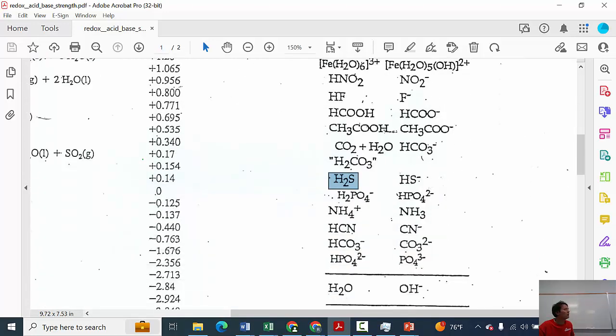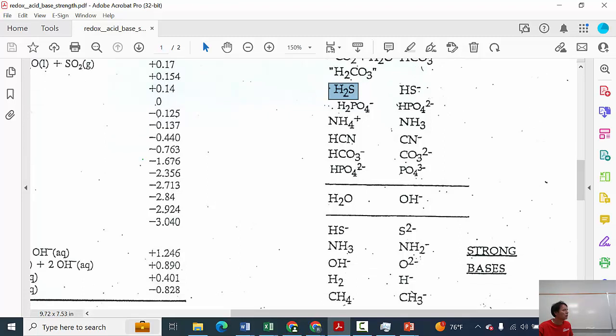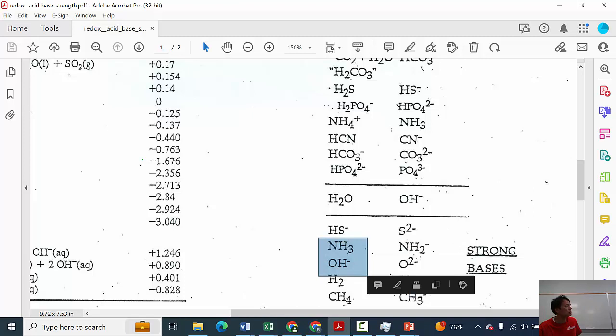And so a useful exercise is just to go down these. Next is dihydrogen phosphate, ammonium, hydrocyanic acid, or hydrogen cyanide, bicarbonate, monohydrogen phosphate, water. This is hydrogen sulfide ion, ammonia, hydroxide. This is weird. Hydroxide as an acid. Hydroxide is a weird one because it's what we call amphoteric. In fact, both of these are weird because ammonia is a weak base, hydroxide is a strong base. Why are these on the acid side?